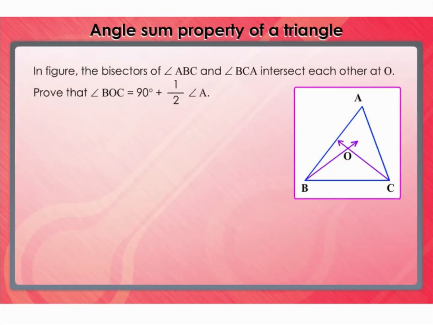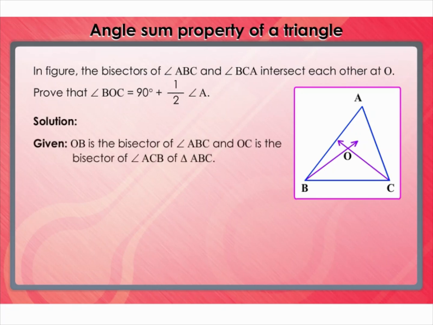In the figure, the bisectors of angle ABC and angle BCA intersect each other at O. Prove that angle BOC is equal to 90 degrees plus half of angle A. Given, OB is the bisector of angle ABC and OC is the bisector of angle ACB of triangle ABC. To prove, angle BOC is equal to 90 degrees plus half of angle A.